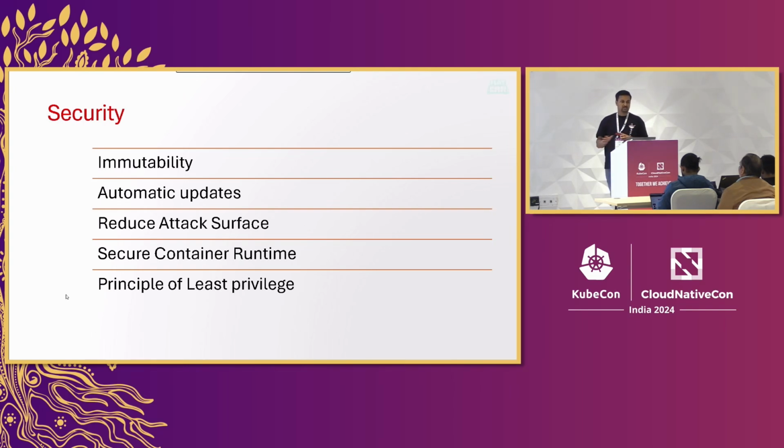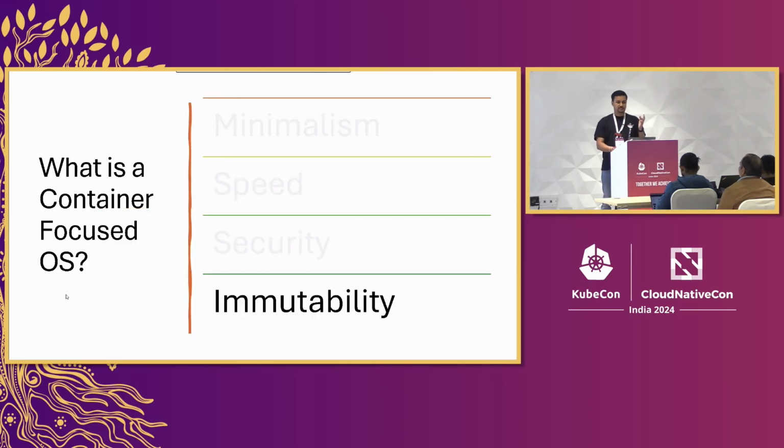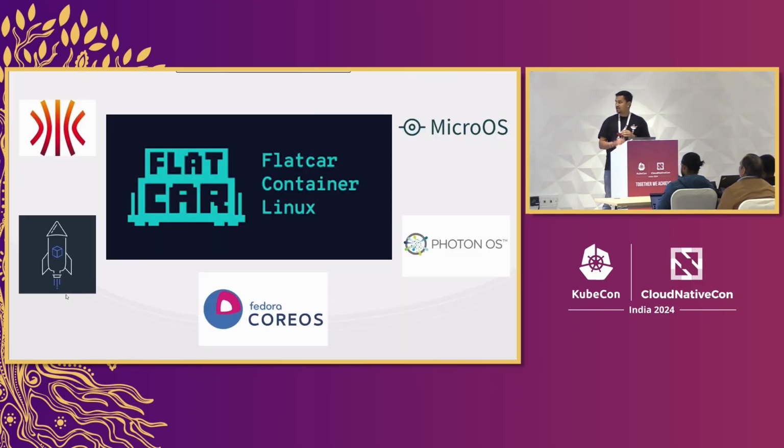And two other things are giving a secure runtime and following the principle of least privilege. As I talked about, immutability is already touched upon. As the USR partition is immutable, there are other ways you have to work through so that you can use a container OS. And with that, I would like to introduce a few of the container OSs out there. You have Flatcar Container Linux, you have MicroOS, you have Photon OS, you have Bottlerocket, you have Talos, and others.